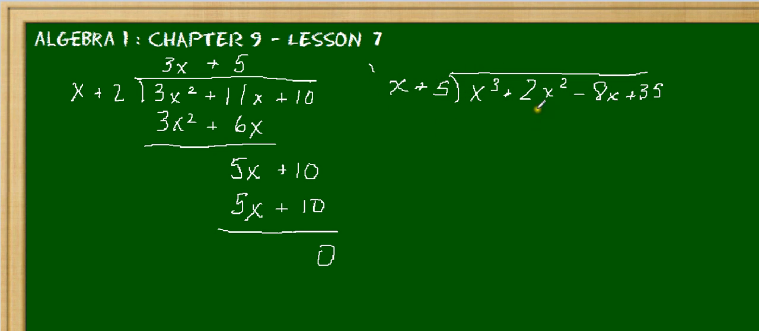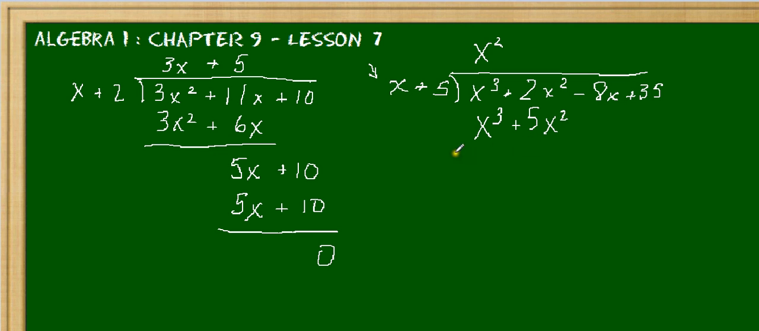And we'll let everything else take care of itself. So the first thing we do is we look at this x and we say x divided into x cubed. Well, that has to be x squared, right? X squared times x is going to give me x cubed. So now I multiply this times everything here. So what do I get? I have x cubed, and then positive 5 times x squared would be plus 5x squared.